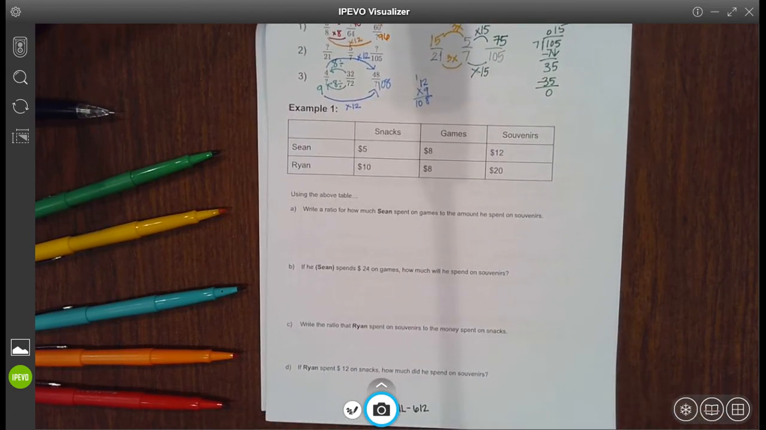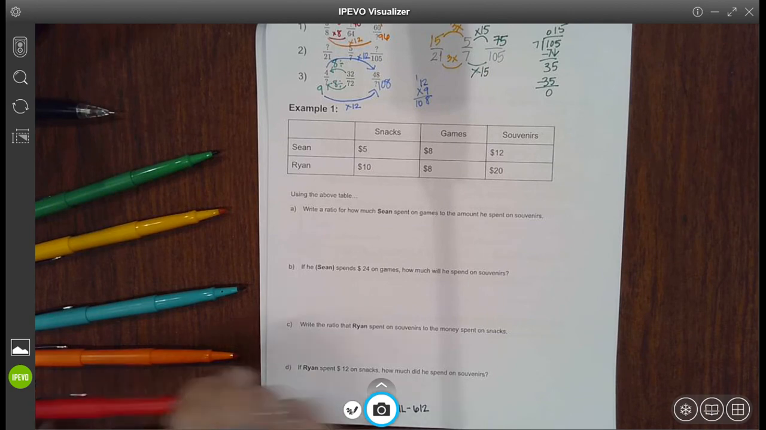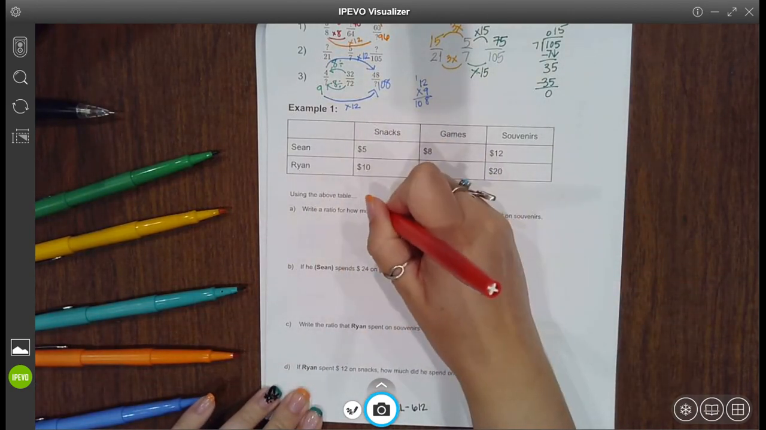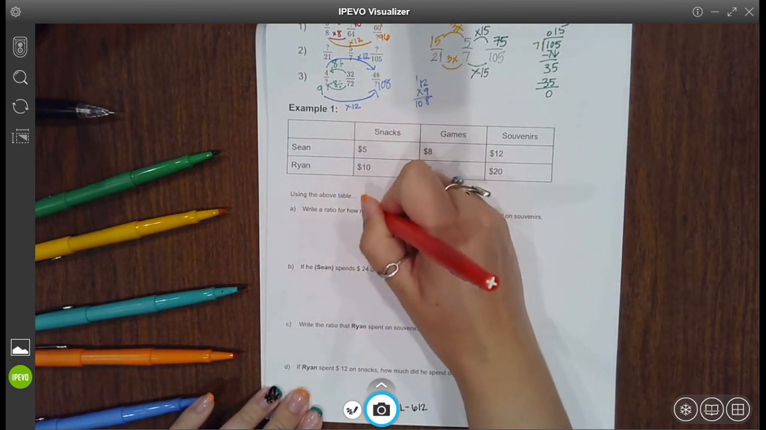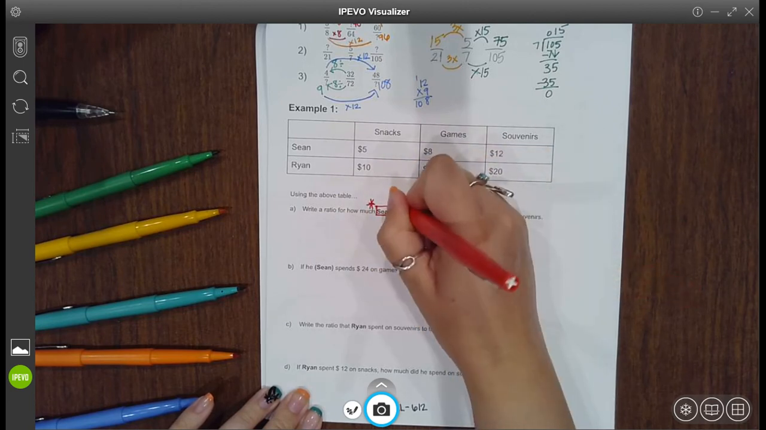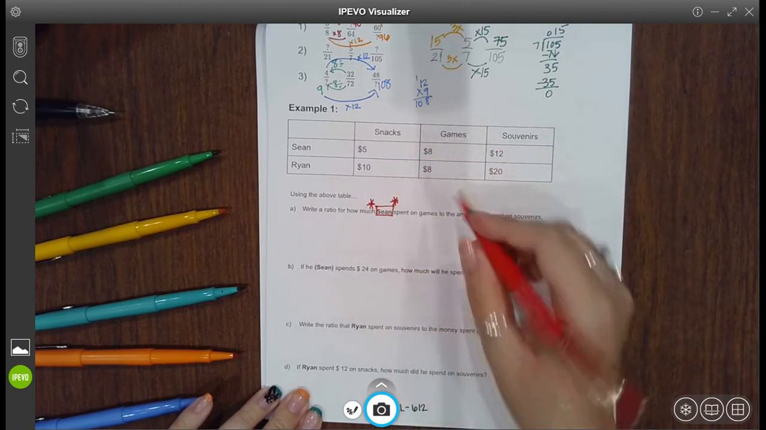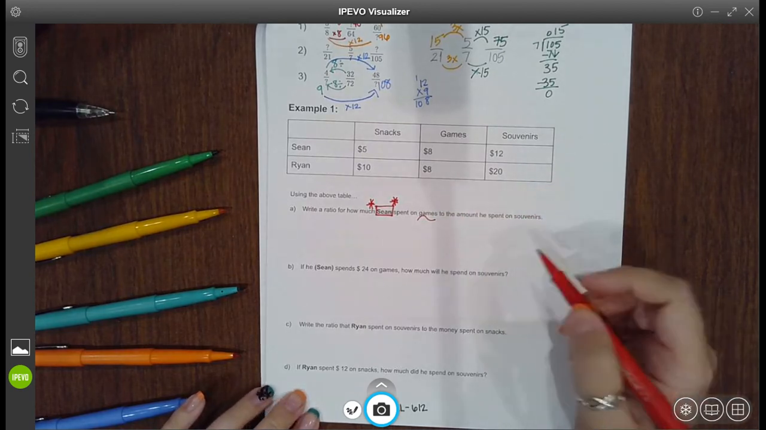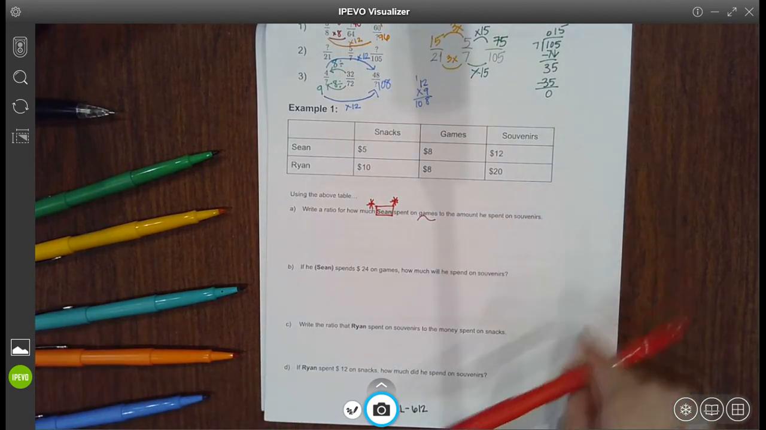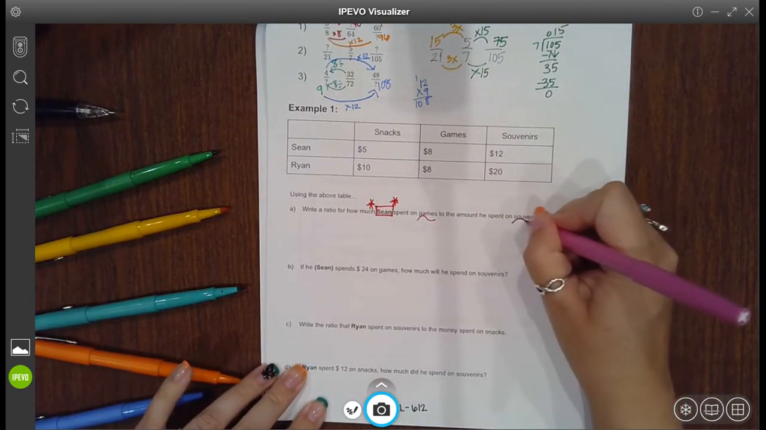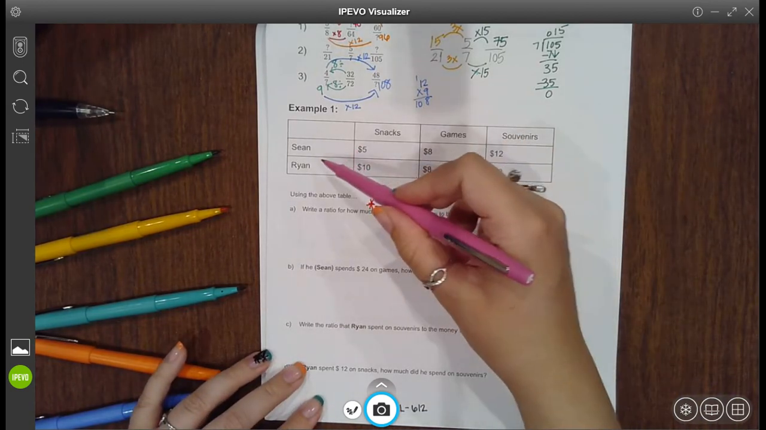Our first example says, using the above table, write a ratio for how much Sean, you know what, I'm going to draw some attention to that because there's multiple people here. Okay, so Sean is who I'm focusing on. How much did he spend on games to the amount he spent on souvenirs?